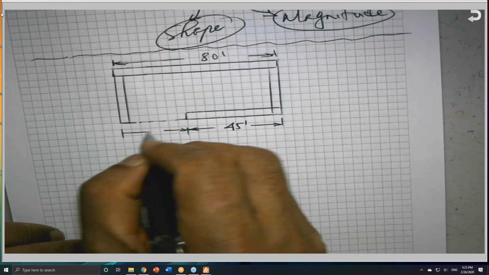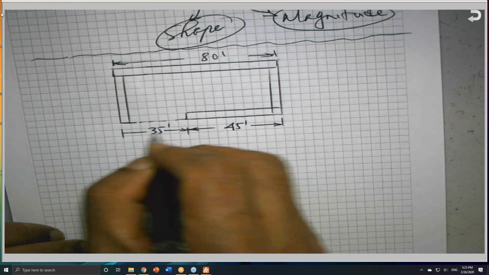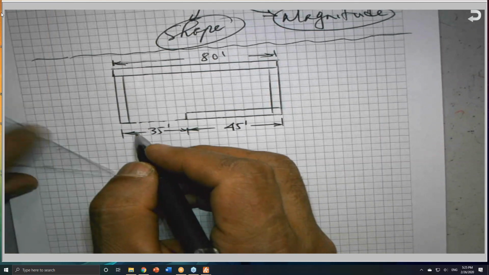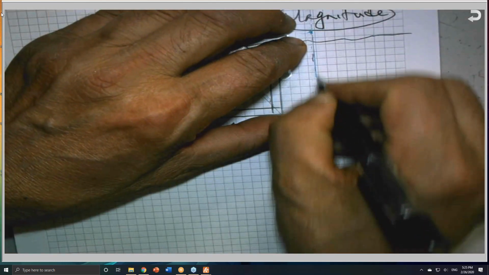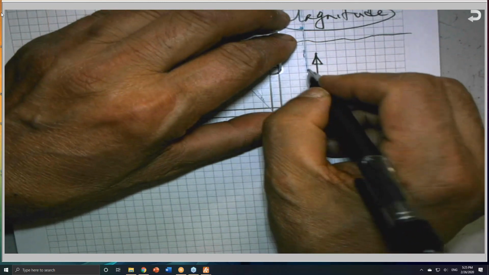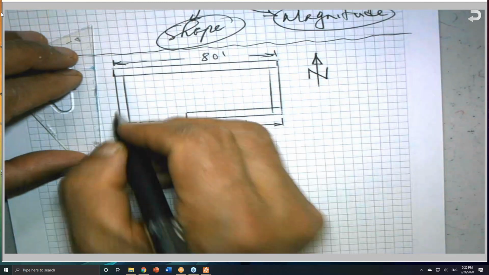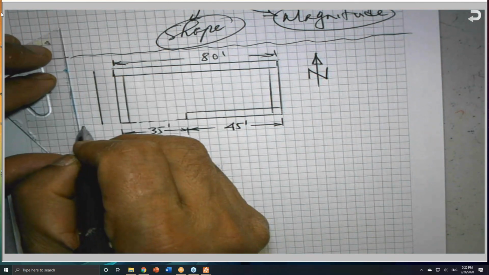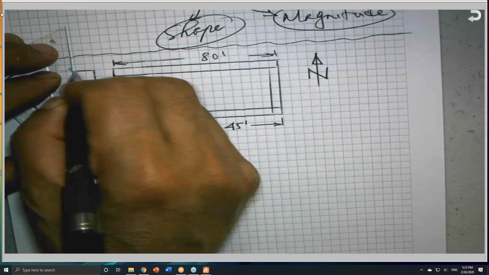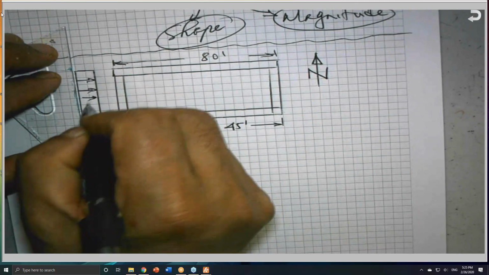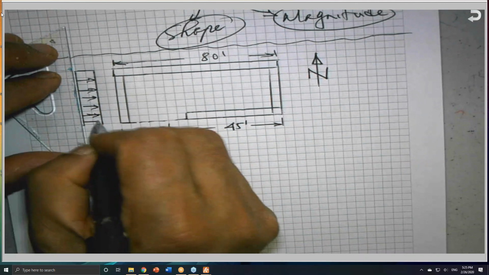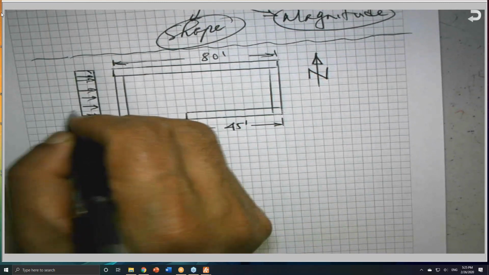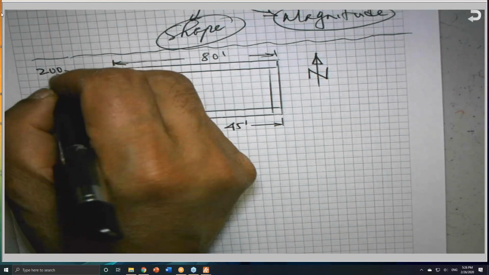45 feet, and this is 35 feet. And the force that's coming, if this is the north arrow, and here it is, the lateral force that's coming from the east-west direction. I give this number here to be 200 PLF.